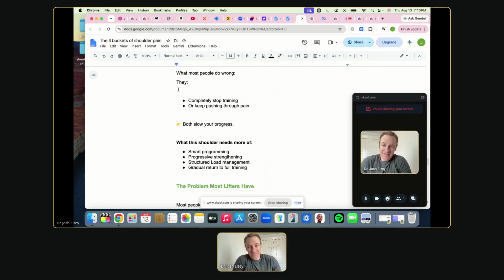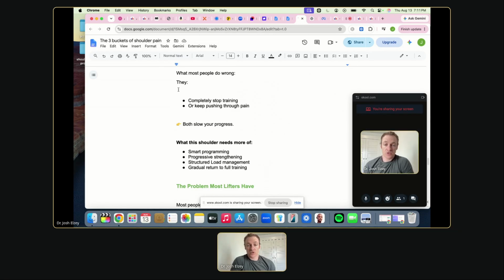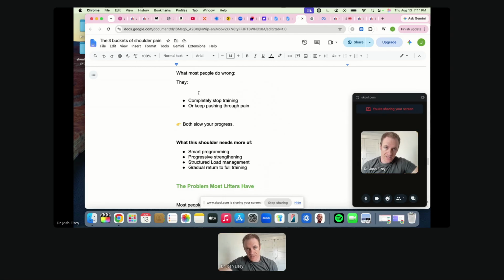So we don't want to stop training, right? We want to find modifications, alternatives, change your tempo, change your range of motion, change your intensity, things like this. There's always things that we can do to work around pain. But we never want to just keep pushing through, right? So smart programming is key. Structured progressive overload, load management, and making sure that you're actually resting and recovering.